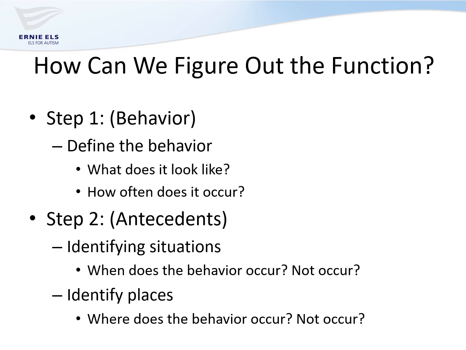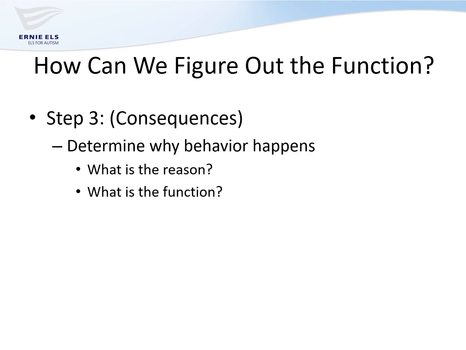The second step in determining the function of a challenging behavior is to figure out what the antecedents are. We need to figure out in what situation does the behavior occur and when does it not occur. We also want to know if the behavior is happening in specific places. In other words, are there some places where the behavior happens and other places where it never happens? For example, a child may hit other kids on the playground at school, but does not hit other kids during any indoor activities.